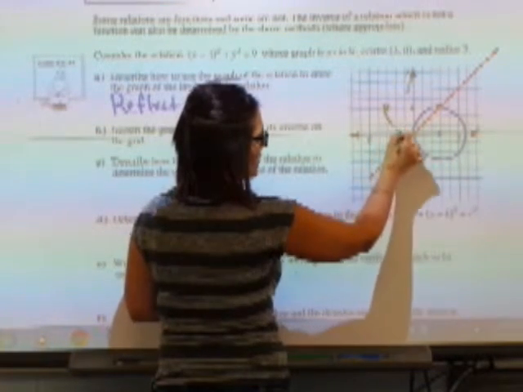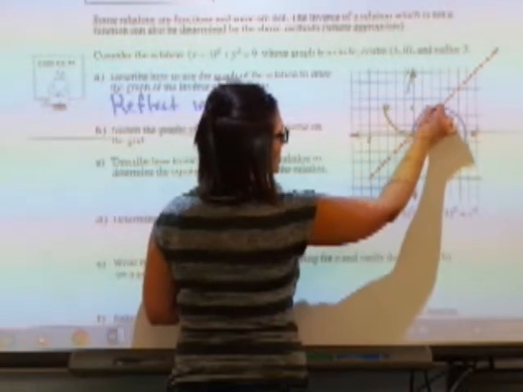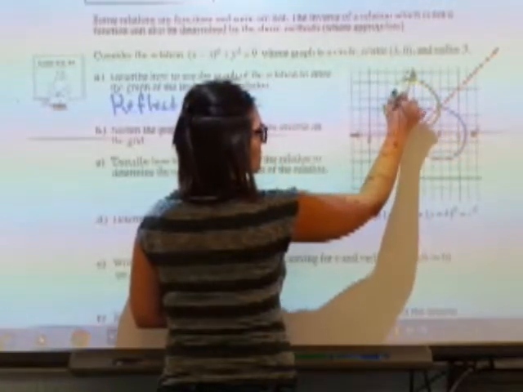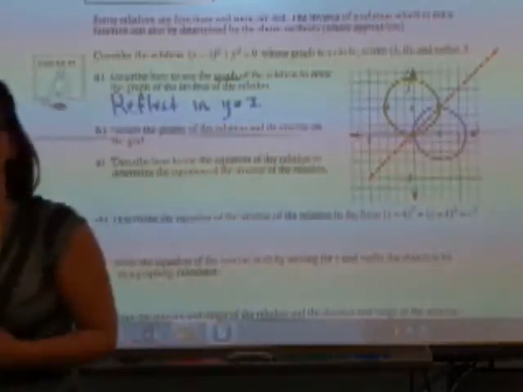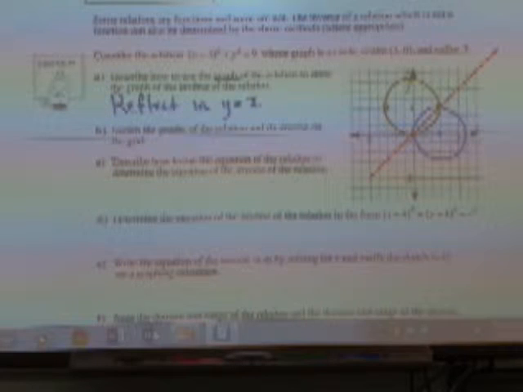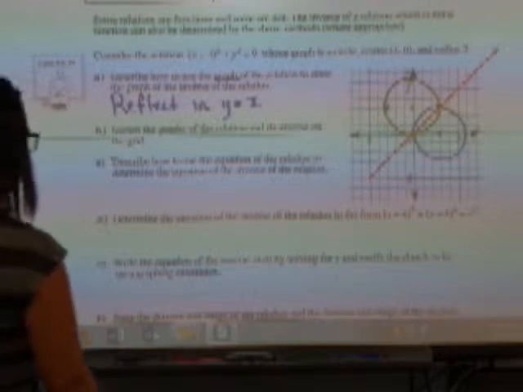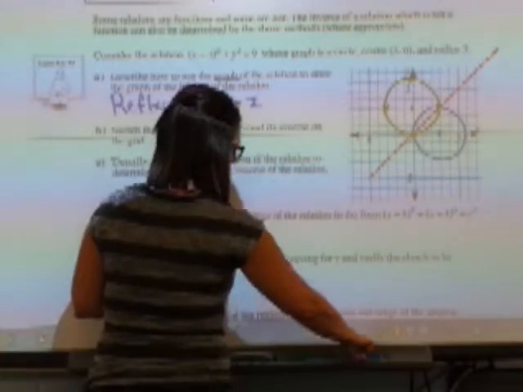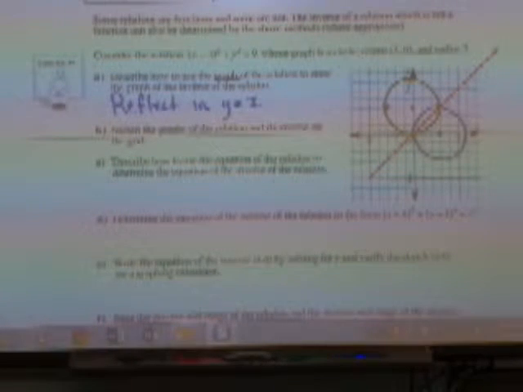So now if I join these 4 points with my smooth curve, there's my circle. And if I look at the 2 circles and I look at that reflection line, I can see that the green circle is a reflection of the blue circle. So that's how I could do this given the graph. How can I use the equation to write the inverse function or the inverse relation?